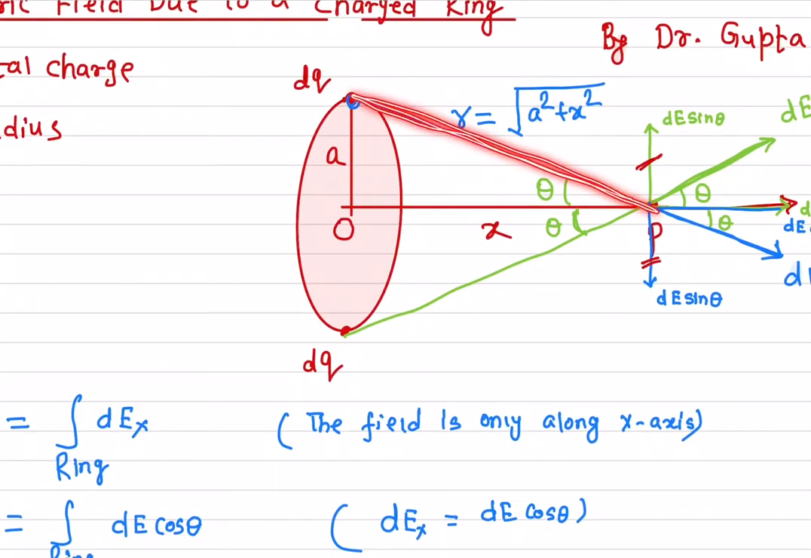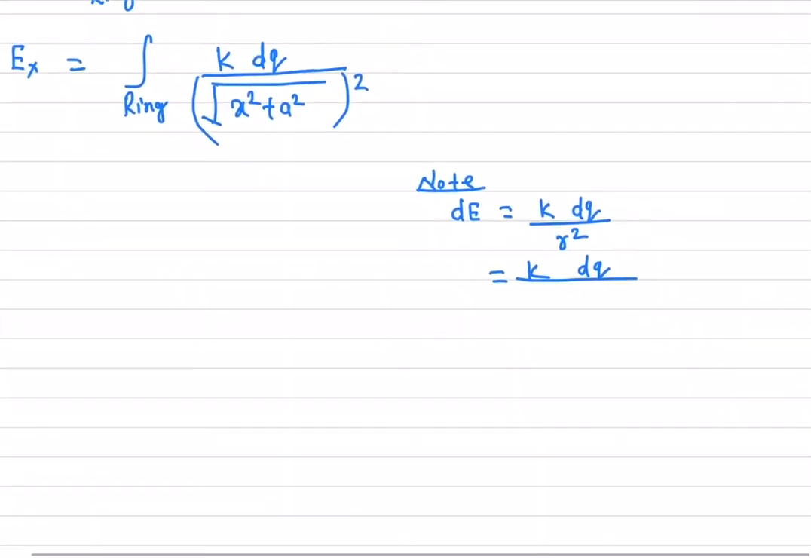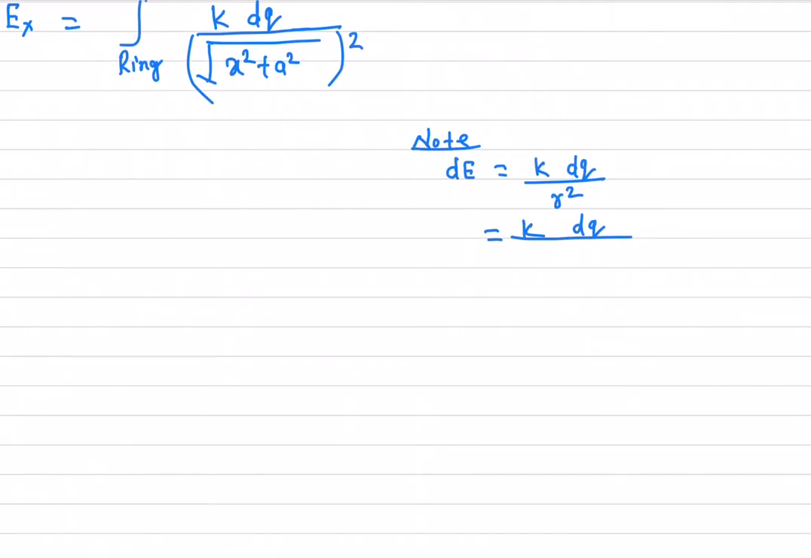And r is this distance here, which is equal to the square root of a square plus x square, which can be simplified as simply a square plus x square.